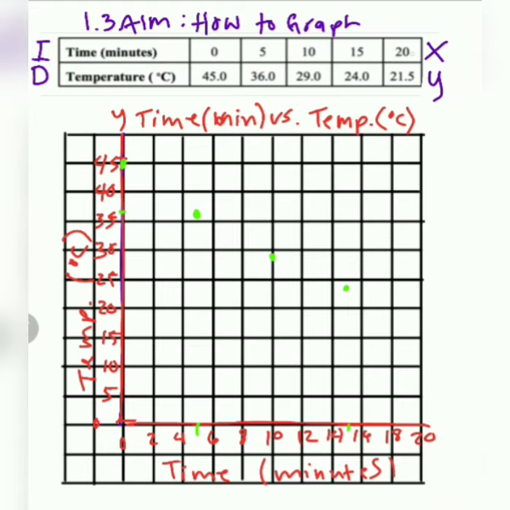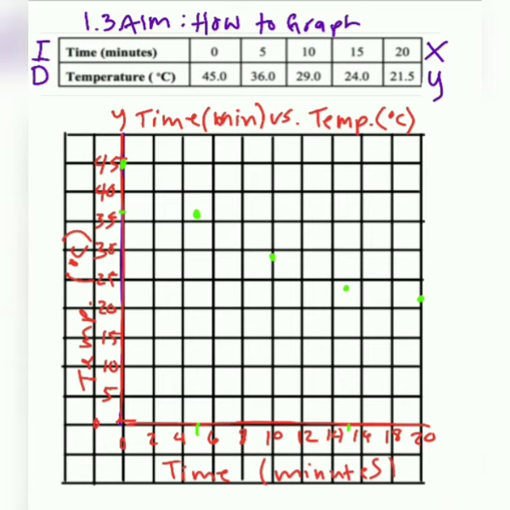So here's 20 minutes, and we should be at 21.5 degrees Celsius for that. So I'm at 20 here. Going to go up. There's 20 on this line. And notice that 24 degrees is also in this box. I want to make sure that it is just a little bit lower and make sure that they are both where they should be. So that's about 21.5 degrees Celsius, and that is about 24 degrees Celsius. So now that you're done, you have all of these plotted.